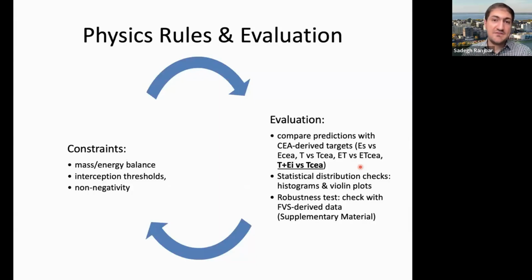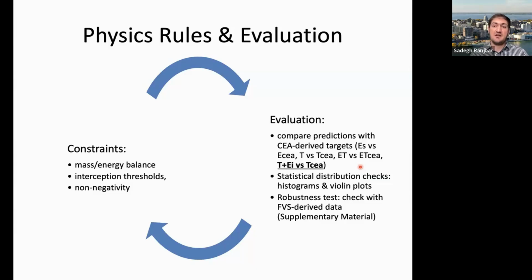All right, what physical rules and evaluation was done in our study? For the constraints, we considered mass energy balance and interception thresholds that I was talking about, like time since precipitation or time since dew events, and also non-negativity of the fluxes, like evaporation can't be negative, or transpiration can't be negative. And we evaluate our approach, because we don't have intercepted evaporation, so we consider a couple of approaches to evaluate this model.